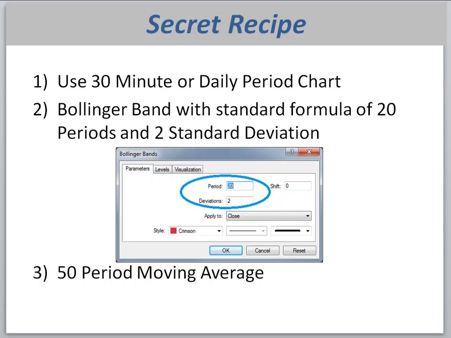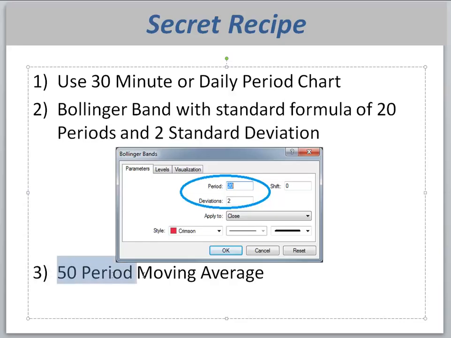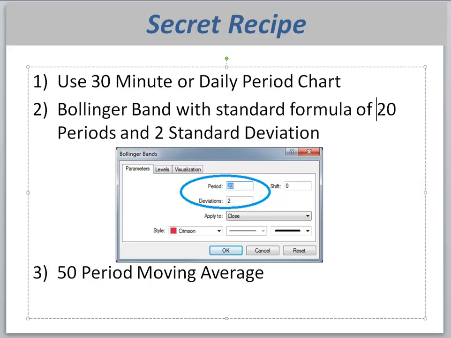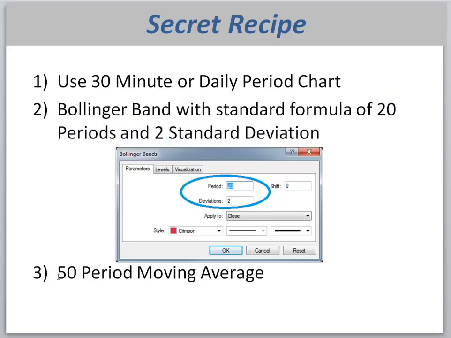And we're also going to use a Bollinger Band with the standard formula that I told you before. If you're using the MetaTrader platform, when you're adding Bollinger Bands, the window will look something like this. You just have to have over here the period of 20 and the deviations of 2, and then you're good to go. You can add in those Bollinger Bands. And then when you add your moving average, we're going to use a 50-period moving average. So we have our 20 period, which is our shorter term. Our shorter term moving average is going to be 20, and our longer term moving average is going to be 50.